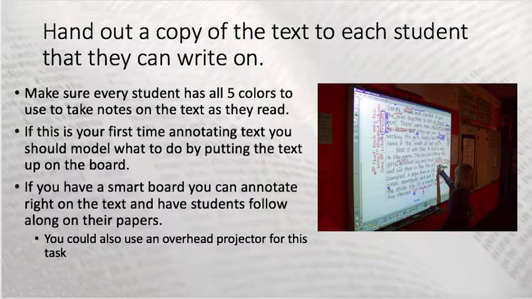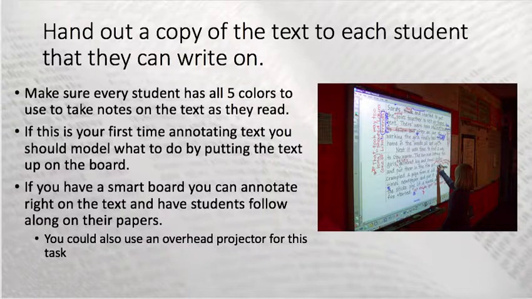Then you need to hand out a copy of the text to each student so they can write on it. You need to make sure every student has access to all 5 colors used to take notes as they read. If this is your first time annotating a text, you should model what to do by putting the text up on the board and showing the students how to annotate the text before you expect them to do it by themselves. Students will not be able to do this successfully if they are not familiar with the technique.